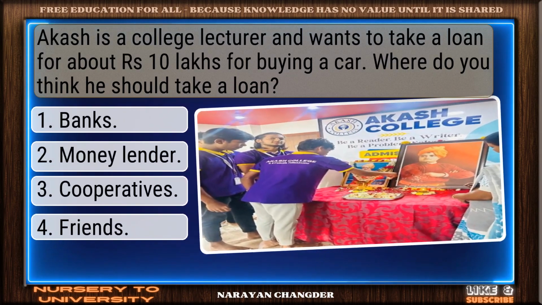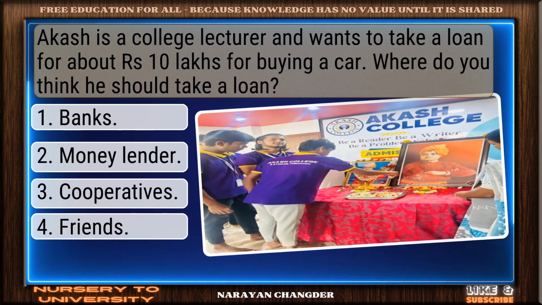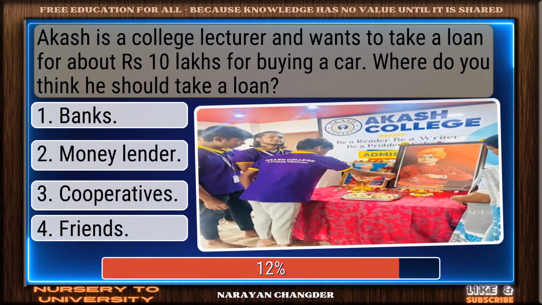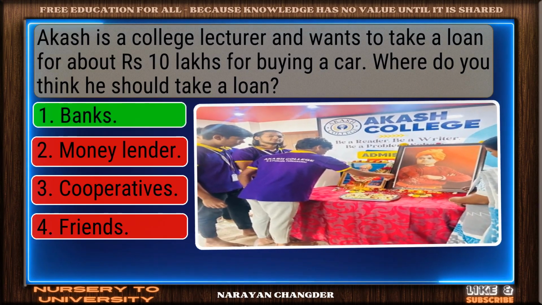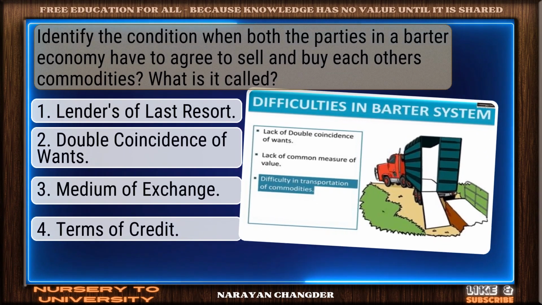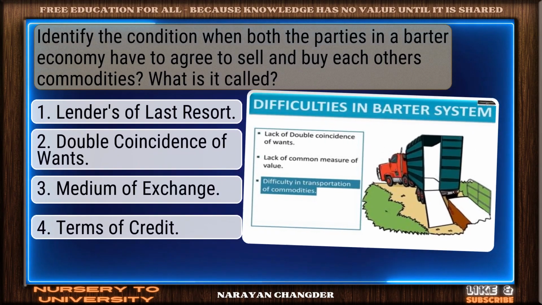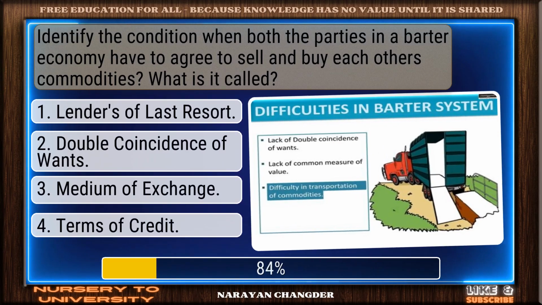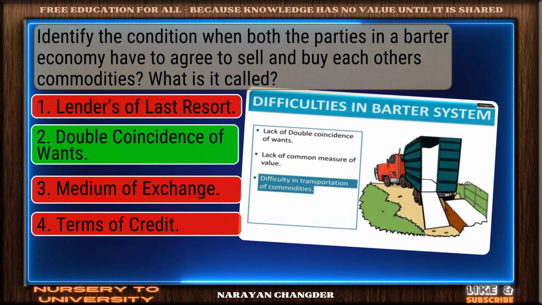Akash is a college lecturer and wants to take a loan for about Rs 10 lakhs for buying a car. Where do you think he should take a loan? You're right. Banks is correct. Identify the condition when both the parties in a barter economy have to agree to sell and buy each other's commodities. What is it called? Good job. Double coincidence of wants works well.